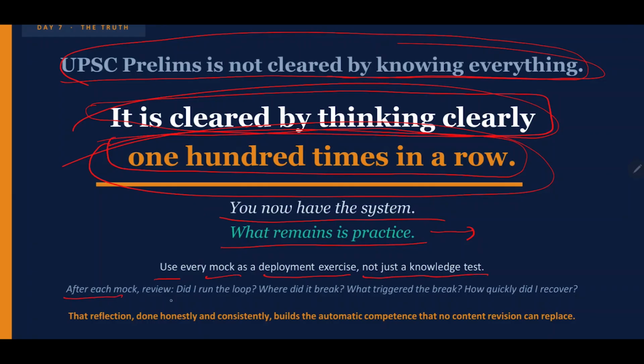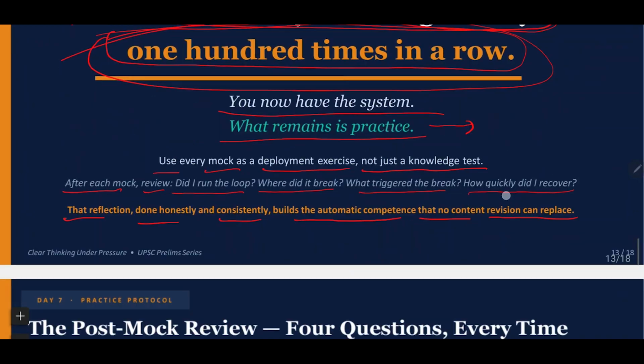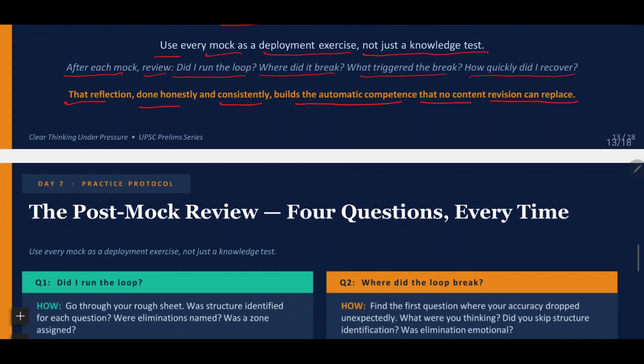After each mock, review: did I run the loop? Where did it break? What triggered the break? How quickly did I recover? That reflection, done honestly and consistently, builds the automatic competence that no content revision can replace. I hope you got a clear-cut idea.